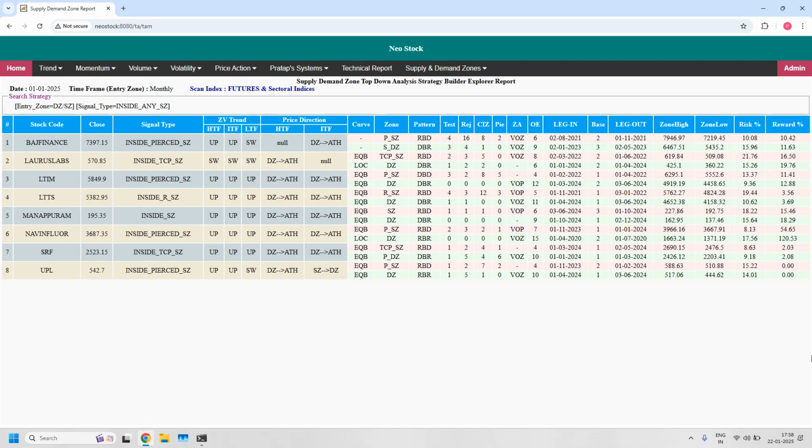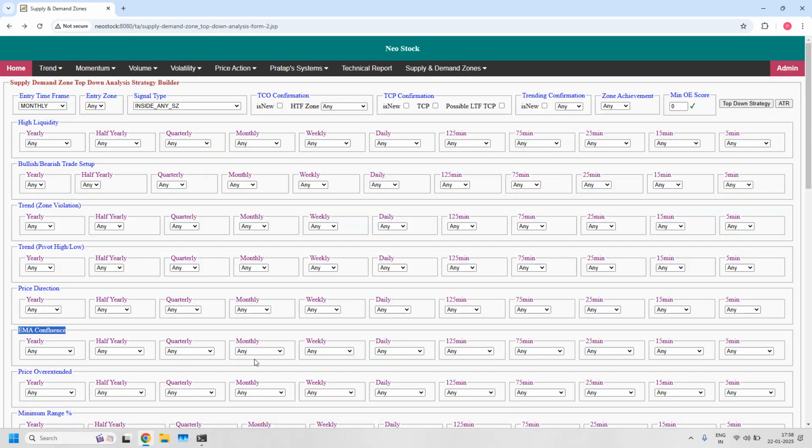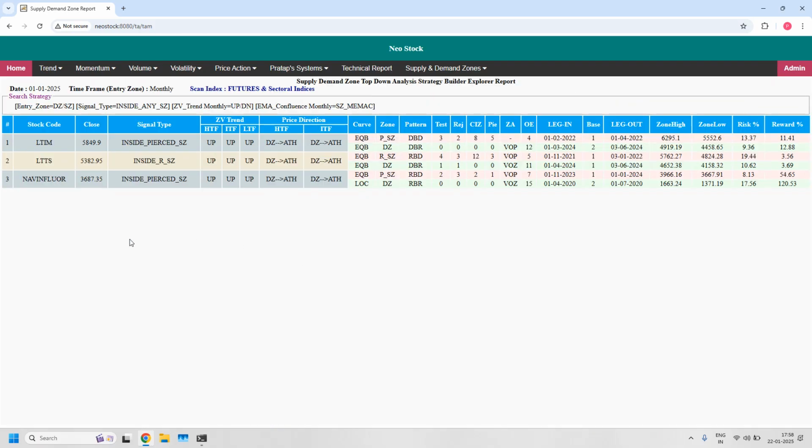Out of these 8 monthly supply zones, how many are having monthly EMA Confluence? So in the EMA Confluence monthly time frame, I am setting the filter monthly supply zone having monthly EMA Confluence and trend on monthly time frame either up or down. With these filters, we got 3 stocks. These 3 monthly supply zones are having monthly EMA Confluence.